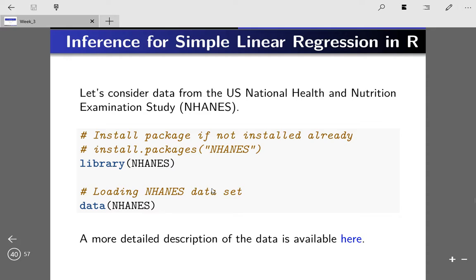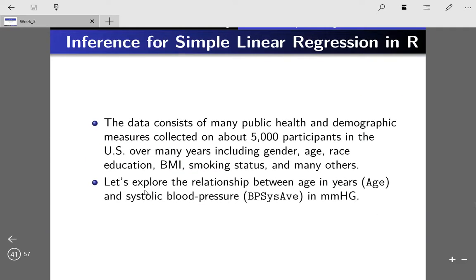So let's consider an example with some real world data where we'll look at calculating these intervals. We're going to load this NHANES National Health and Nutrition Examination Study data set, which is a longitudinal data set again, consisting of public health and demographic measures recorded on 5,000 people in the US. We got to take a look at this in our activity last Friday, so you guys are a little bit familiar already.